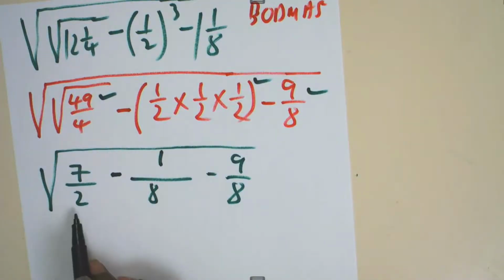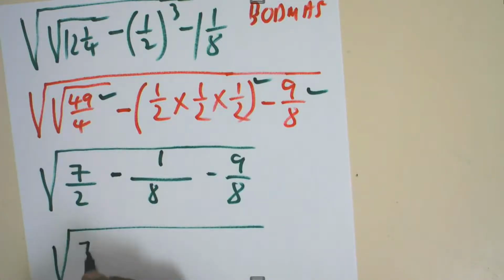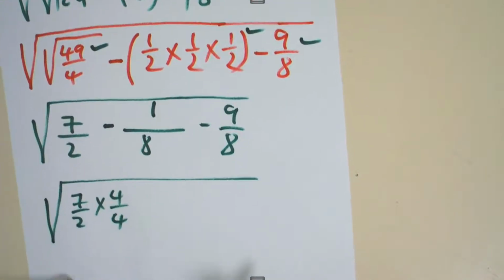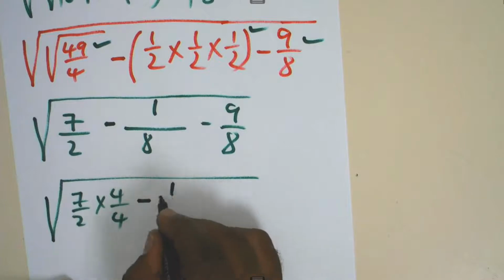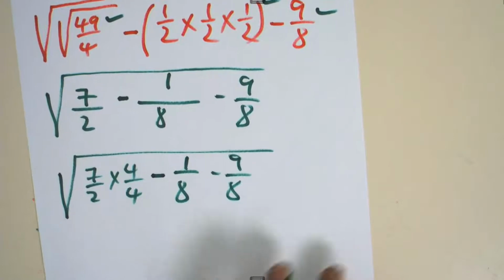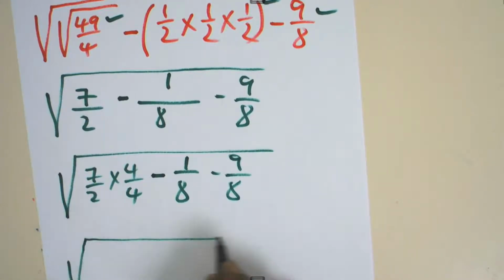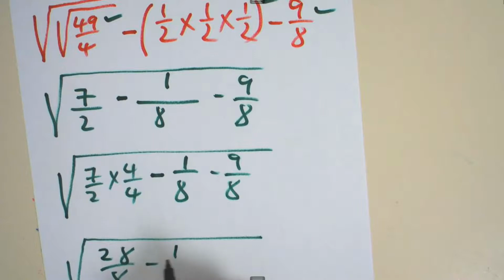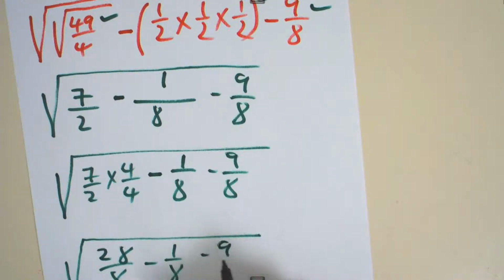Now we want to make that one to be the same. To make it to be the same, you must multiply 2 by 4. Like we said, 7 over 2 multiplied by 4 over 4. Remember, 4 over 4 is a 1. Minus 1 over 8 minus 9 over 8. All right? And then 7 multiplied by 4 is 28 over 8, minus 1 over 8, minus 9 over 8.